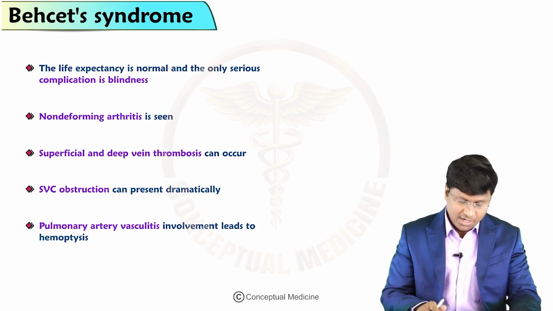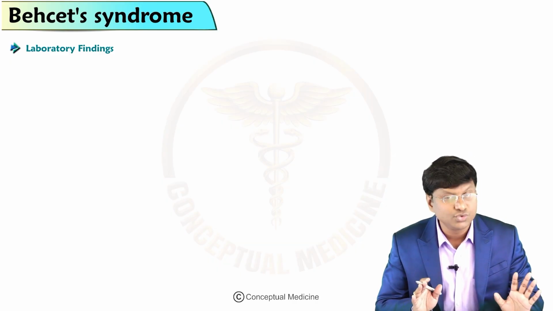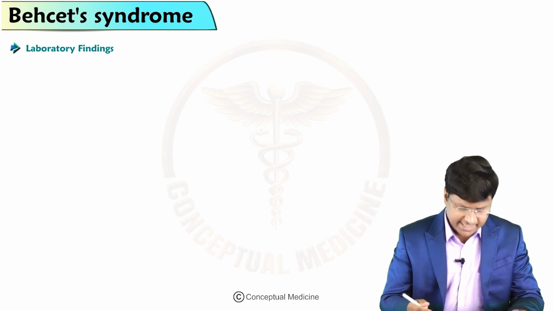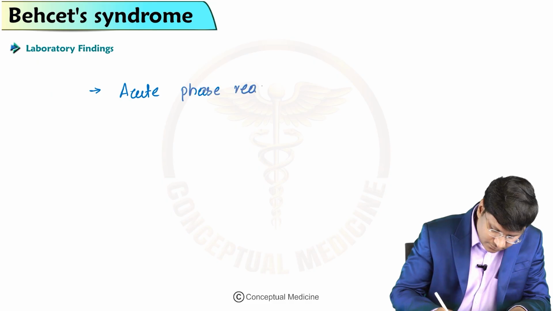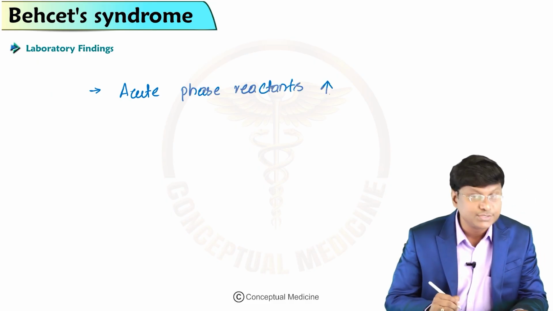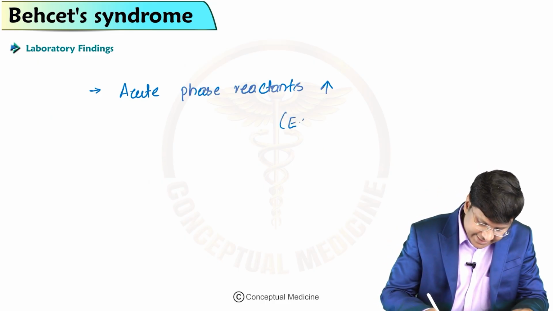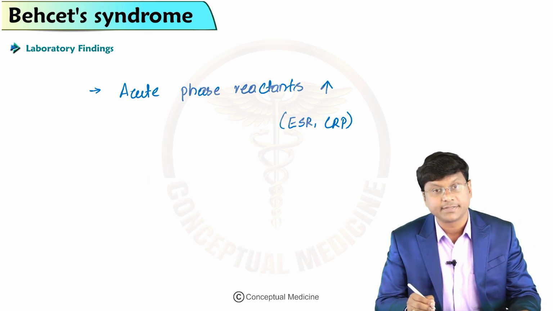Okay, next, how will you diagnose Behcets? If you take the laboratory findings, as such there are no pathognomonic laboratory features of Behcets. And definitely, because it's an inflammatory disorder, the acute phase reactants will be elevated. What are those acute phase reactants? Like ESR as well as CRP. Both of them are elevated.